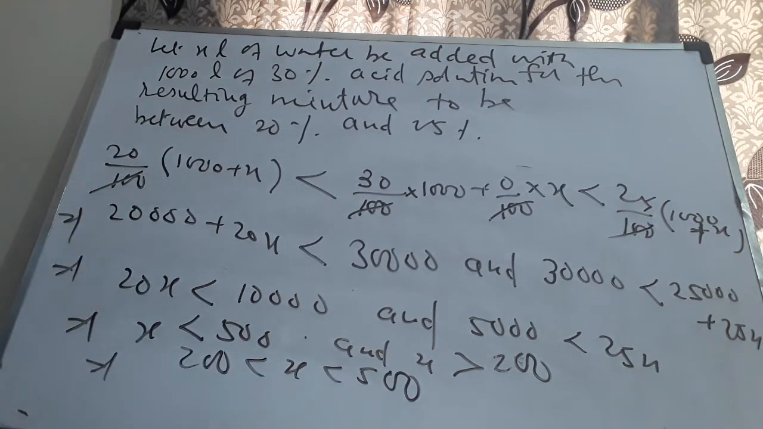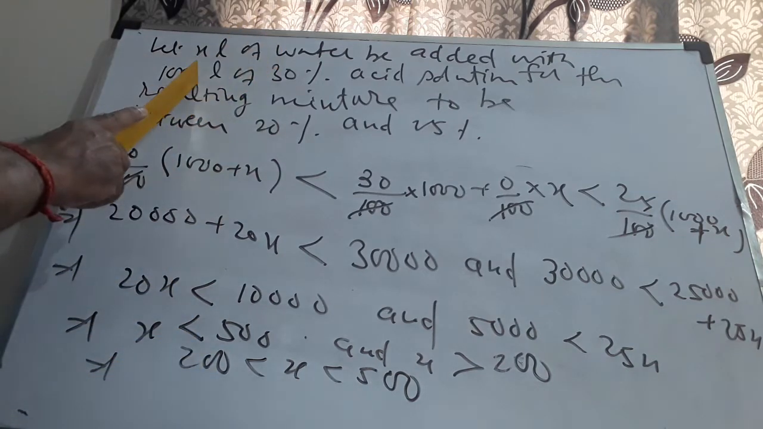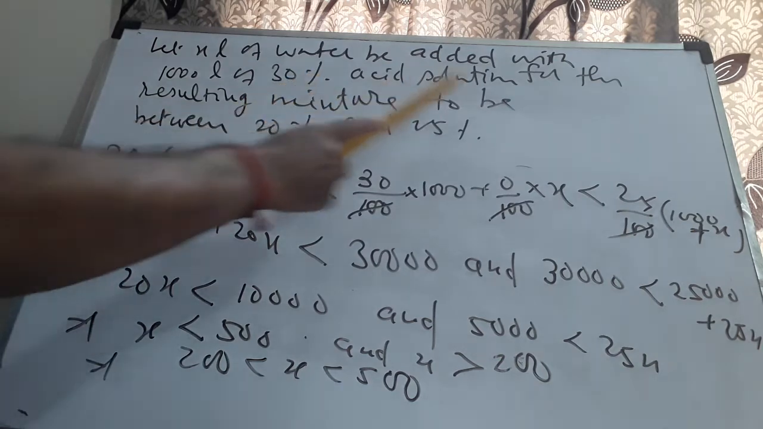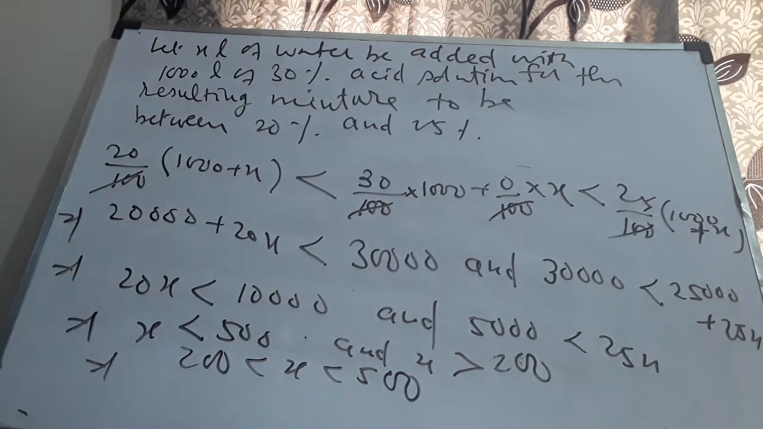Therefore, how do you give the conclusion? The amount of water to be added with 1000 liters of 30% acid solution should be between 200 liters and 500 liters for the resulting mixture to be between 20% and 25%. That is the final answer you are supposed to remember.